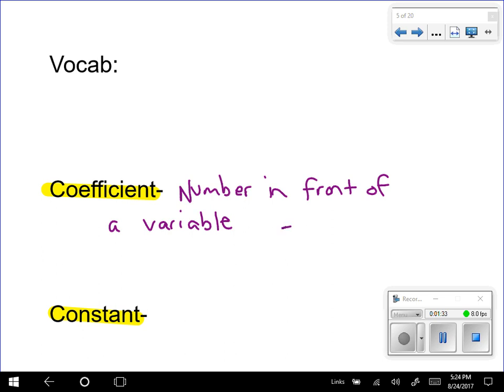So it looks like this. 5x. If we have this, 5 would be our coefficient here, so the number in front of a variable. A constant, a little bit simpler. It's just a number in an expression.